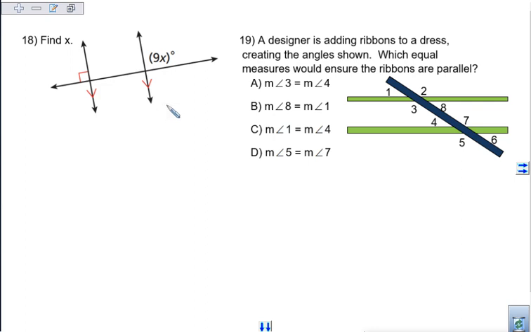Number 18, we want to solve for x. So we know that this angle is 90 degrees, which means that all the other angles around it are also 90 degrees because our two lines intersect. All of those angles are right angles. And because these lines are perpendicular to, or parallel, we know that the other set of lines is also perpendicular. That means that 9x equals 90. Divide by 9, and x equals 10.